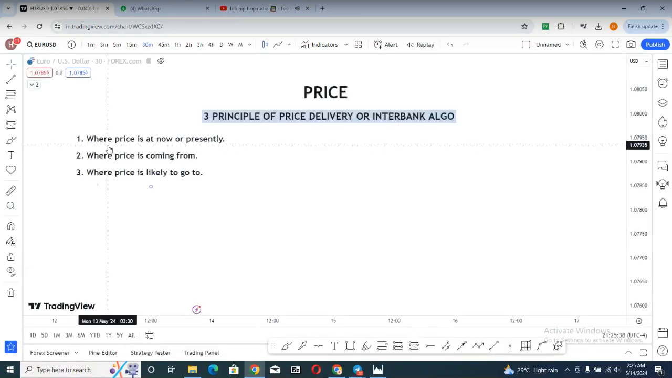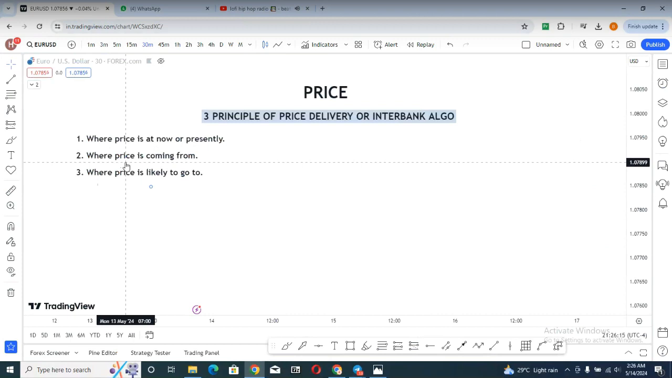So what is price doing at the present moment? At that particular period, you open your chart. The second thing you should look at is, where is price coming from? And the third is, where is price likely to go? You are factoring these three principles of price delivery, or interbank algo, to understand the phases of price. Do you understand now?